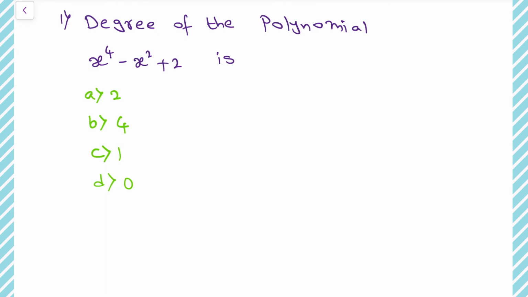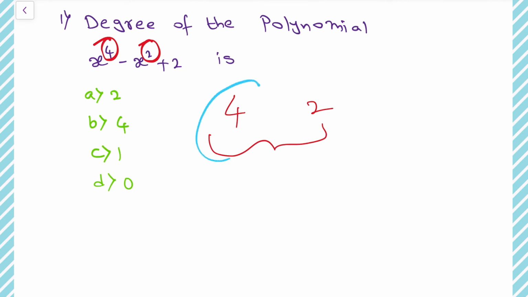Degree of the polynomial x power 4 minus x power 2 plus 2 is. So here if we observe, for alphabet x power is 4, for alphabet x power is 2. So whenever we are observing the degree, we need to check only for the variable or alphabet. So in this case, for first x alphabet power 4 is there and then second 2 is there. So in these two numbers 4 and 2, the bigger is 4. So the degree of the total polynomial is 4.